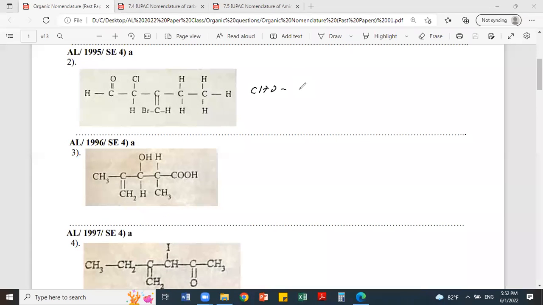CHO, CHCl, then you get C double bond CHBr, and then you get CH2, then CH3. So then it's much easier. So this is the aldehyde. CHO is the aldehyde group. That is a functional group.